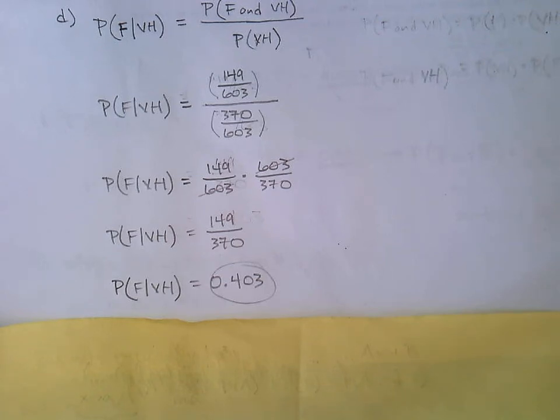What you could do is say, okay, I know we're only considering the very happy people, right? That's already occurred. We know we're only choosing from the very happies. So what are the chances that we get a female? Well, 149 out of 370. It's like, how many very happy females are there divided by the total number of very happies? And there you go. So 0.403, however you get it, 0.403. Okay.